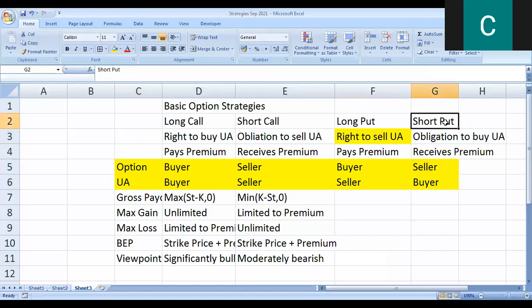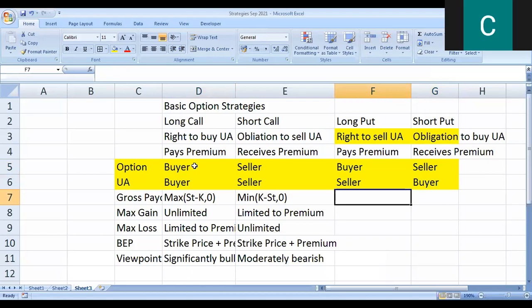Now short put. In case of short put, in the option, are you playing the role of buyer or seller? Seller. But when it comes to the underlying asset, are you the buyer or seller? On the top itself I have written obligation to buy the underlying. So you are playing the role of buyer. When we shift to put options, people will have confusion, so that is why I have purposefully added these two lines also.